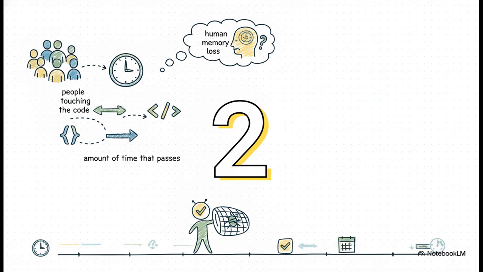But the data shows the value of these tests actually scales exponentially based on two crucial things: the number of people touching the code and the amount of time that passes. As your projects grow, natural contributor turnover and just basic human memory loss pretty much guarantee that tribal knowledge is going to vanish. The test is literally the only thing that survives time.